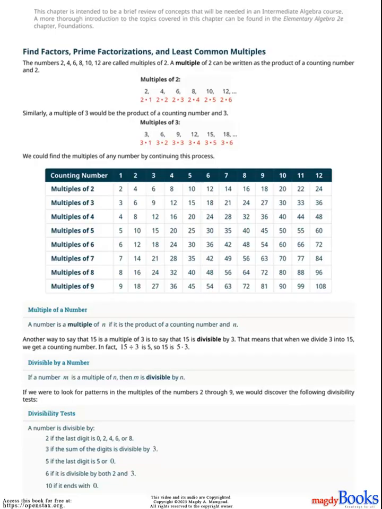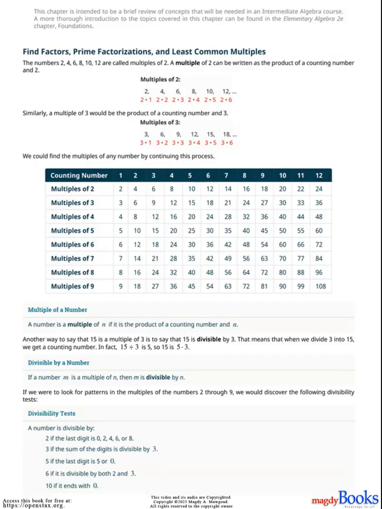1.1.1. Find factors, prime factorizations, and least common multiples. The numbers 2, 4, 6, 8, 10, 12 are called multiples of 2. A multiple of 2 can be written as the product of a counting number and 2. Multiples of 2: 2 times 1 equals 2, 2 times 2 equals 4, 2 times 3 equals 6, 2 times 4 equals 8, 2 times 5 equals 10, 2 times 6 equals 12.